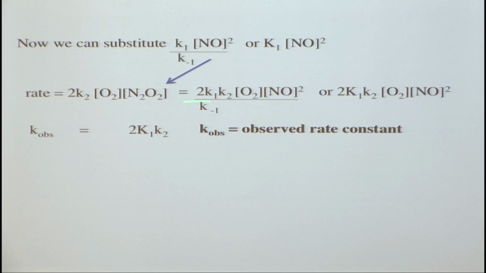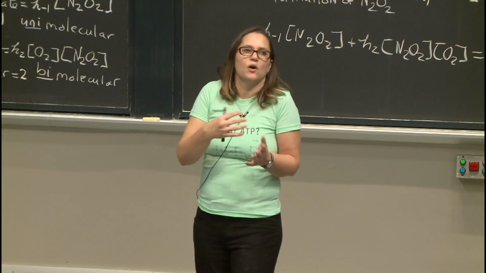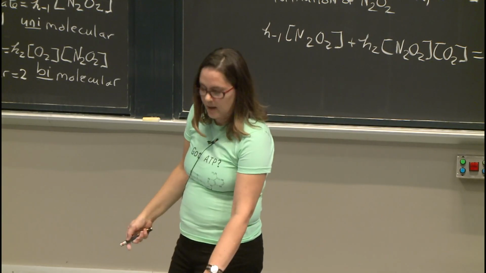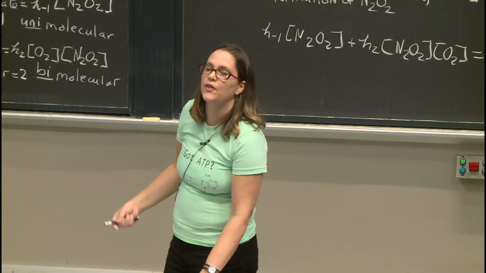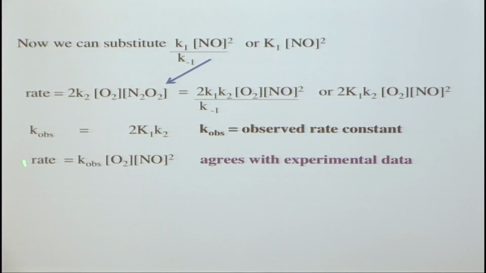And we often, when we measure things, we can't distinguish k1 from k2. We sometimes try to do that, and that's a little more complicated. But in this case, all that was given was an overall k observed. And this was our experimental rate law, k observed times O2 first order, NO second order. And now we see this expression agrees with this rate.